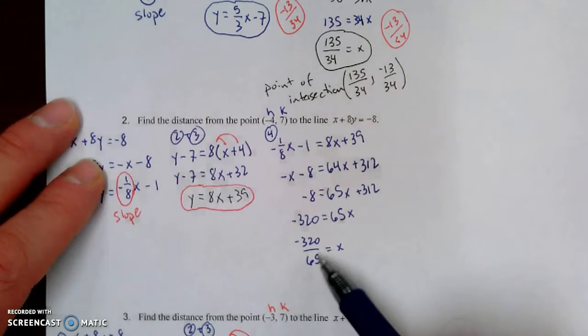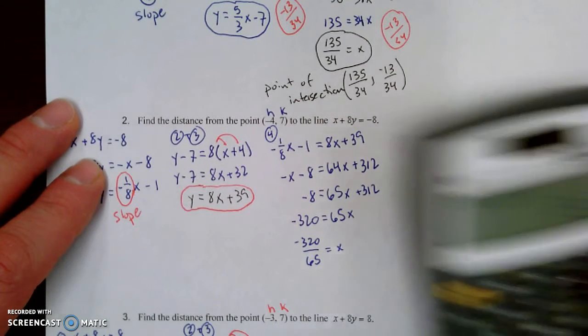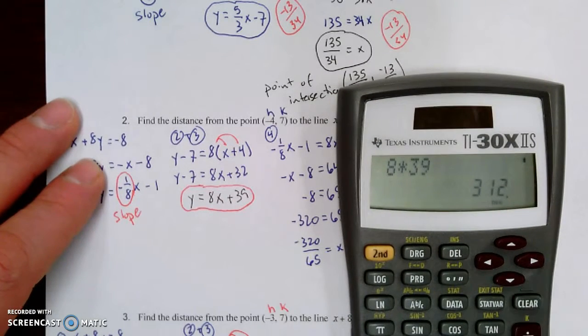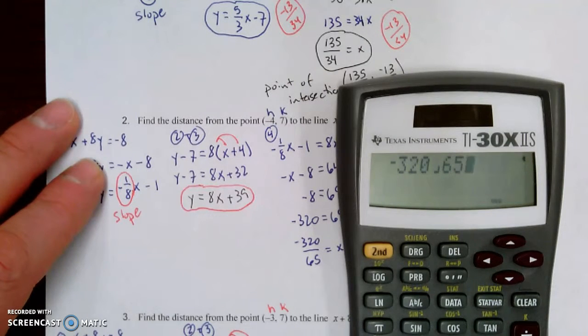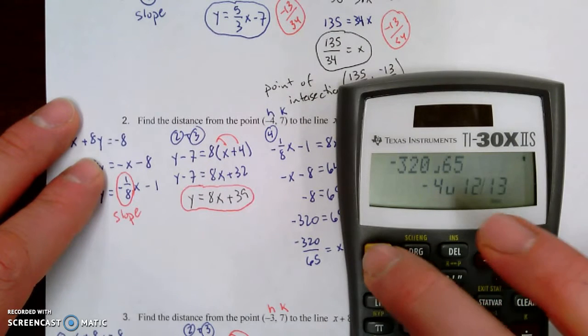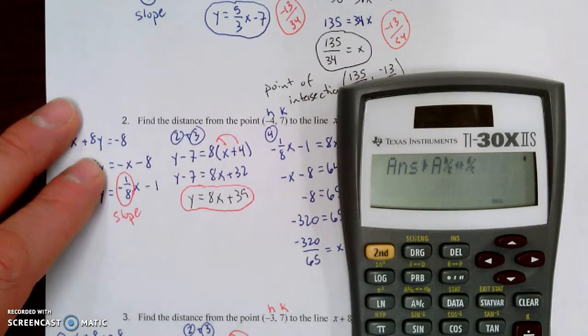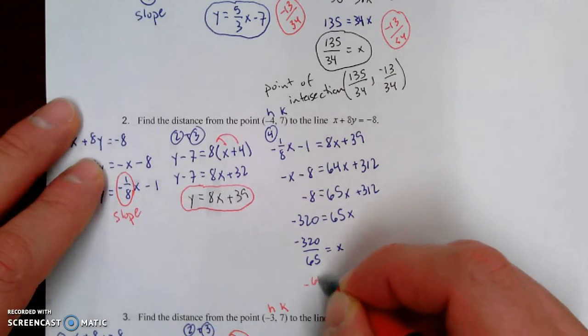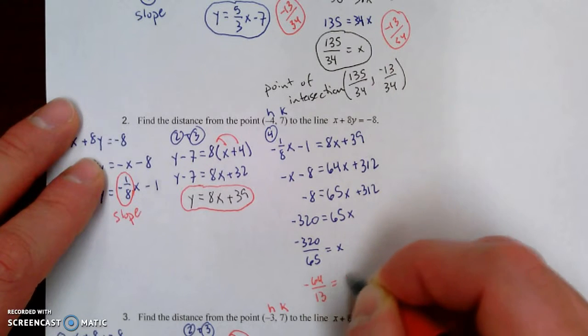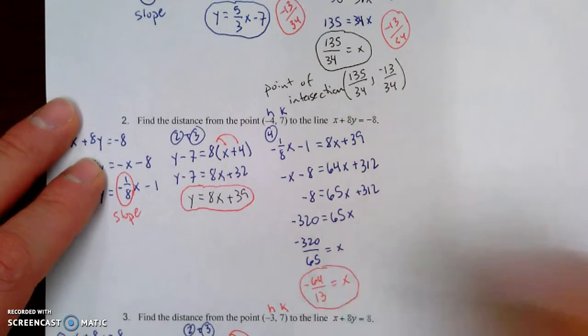And I notice that both these numbers are divisible by 5, so I know this fraction can be reduced. And let's use the good old power of the calculator. Negative 320, ABC 65 to reduce it for us. Just hit enter. It gives us negative 4 and 12/13. I'm going to go second, ABC, enter, and that turns it into an improper fraction, which is really the better way to represent this. So we've got negative 64 over 13. Negative 64 over 13 equals x.